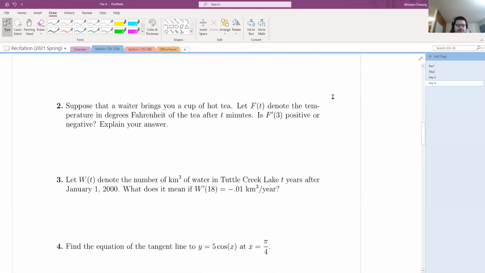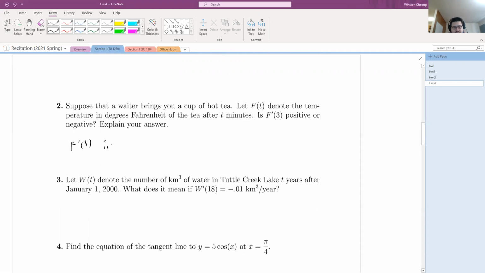So number 2, this is sort of a real world type of thing. You're given a cup of hot tea, and this is just asking what the rate of change of the temperature is going to be 3 minutes after you got your cup of tea. So hopefully everyone can just answer this.